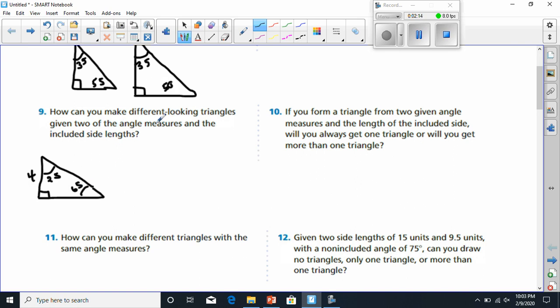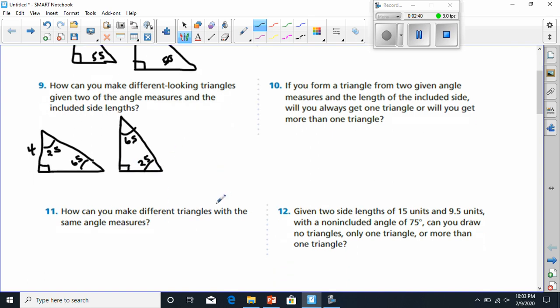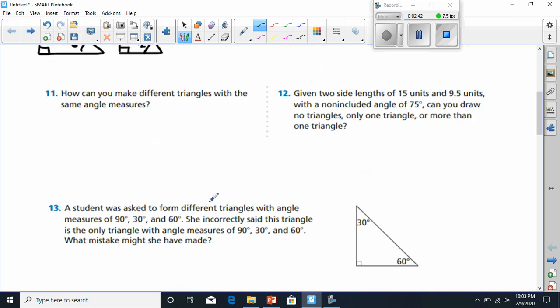And if I'm going to get two different looking ones, I can't forget that I can turn these, right? So this one up here could actually be 65, while this one is 25. And we can keep this one right there the same. All right, let's do number 11 now.